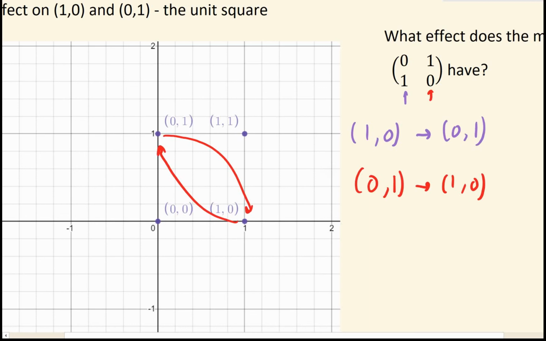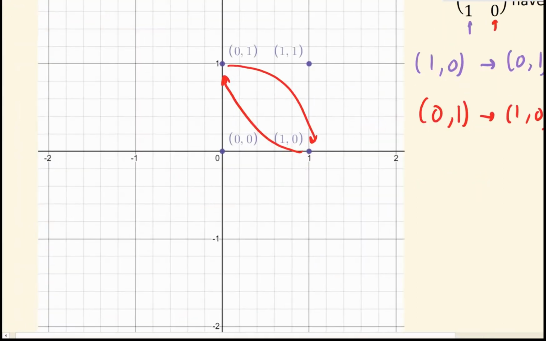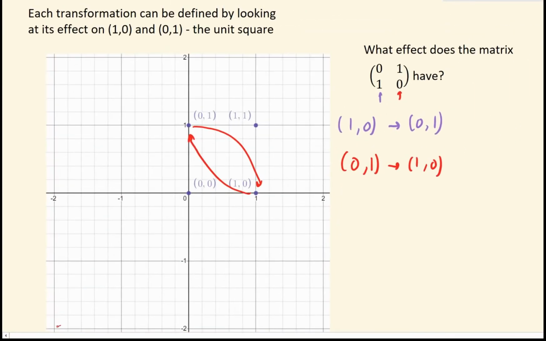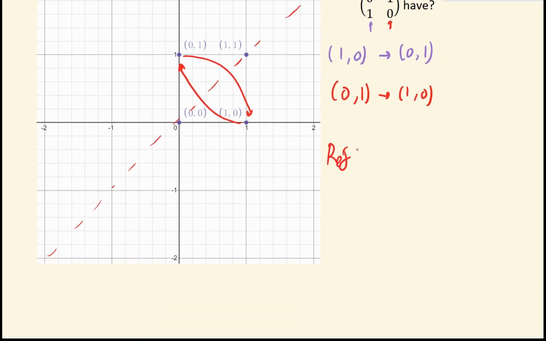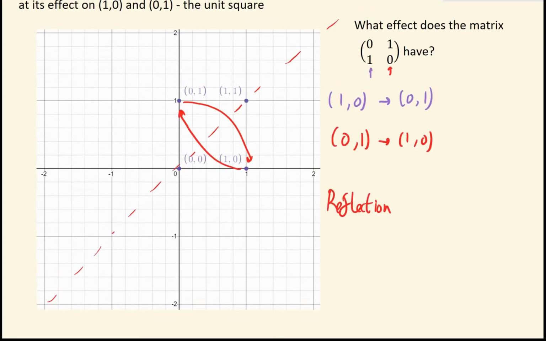So hopefully from there you can see what's going on. You can also work out (1, 1). If you work out (1, 1), it turns out to be invariant. It stays at (1, 1). And that's because this matrix represents a reflection in this line. So after you've done a few of these, it becomes a bit more second nature spotting exactly what's gone on. But you've done enough reflections, rotations and stuff from GCSEs, this shouldn't be too hard. So to define it, we're going to say it's a reflection in the line y equals x.